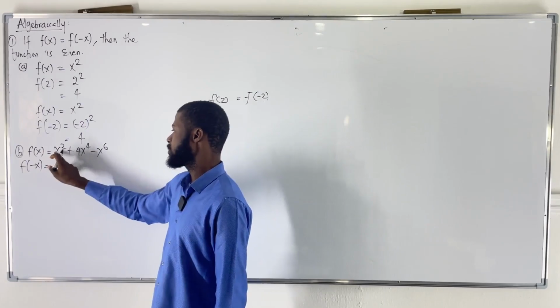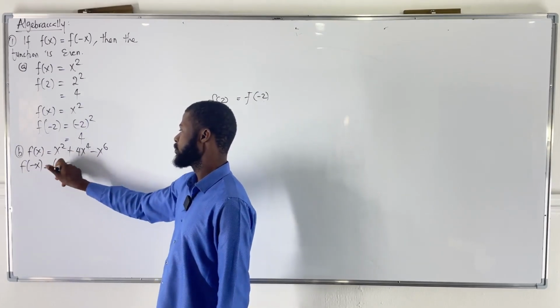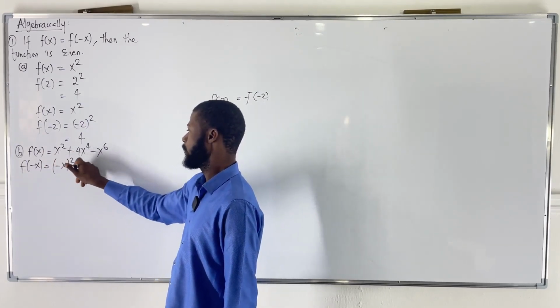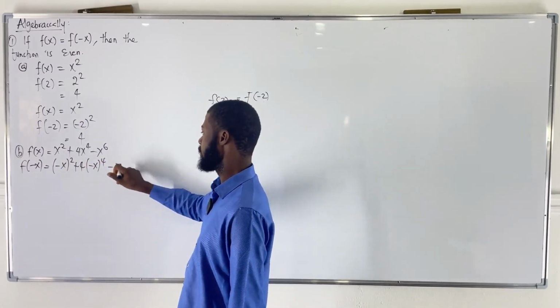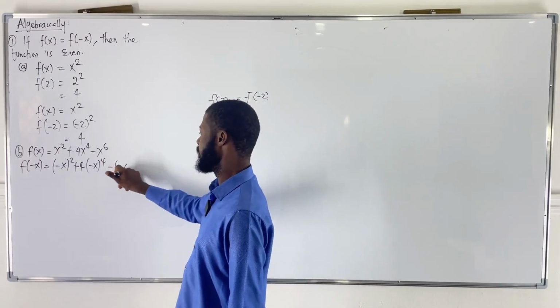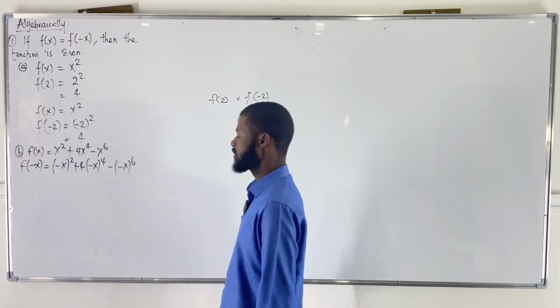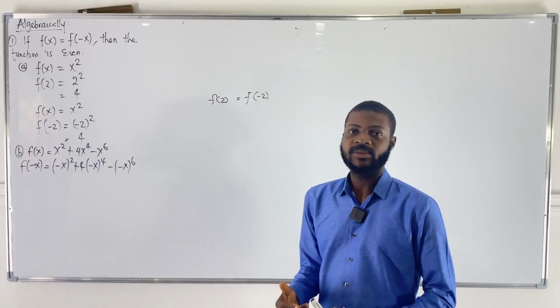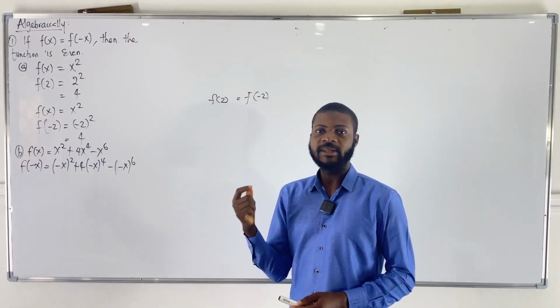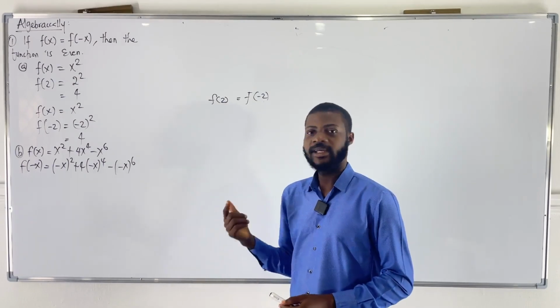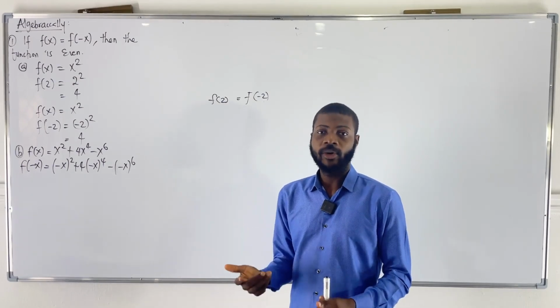So this is x, all of the x will become negative. So minus x squared plus 4 into minus x to the power of 4 minus minus x to the power of 6. Now, one thing you need to remember is whenever you're dealing with numbers, if you take an even power, your answer is always going to be positive for all real numbers.